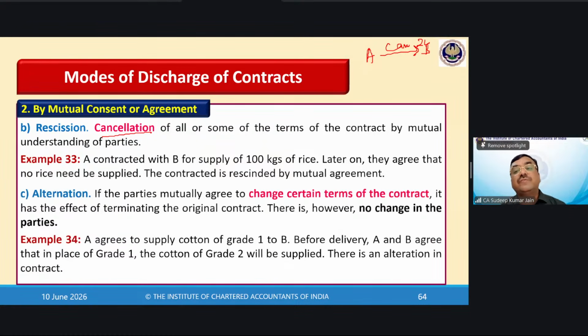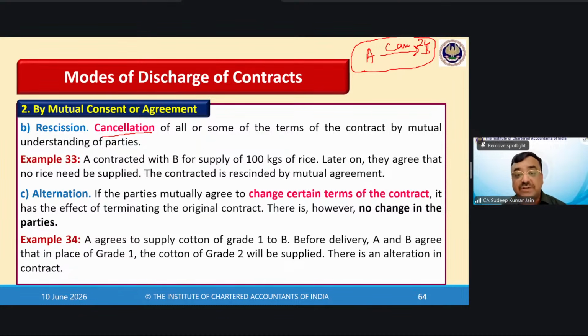Alteration: change of some terms. For example, in the previous example, a contract was entered between A and B by which A will sell the car to B for rupees 2 lakh. B says, sir, I can't make the payment on the date which we have decided between us. I can pay after 15 days from the due date. A says, okay. So this is the change of terms.